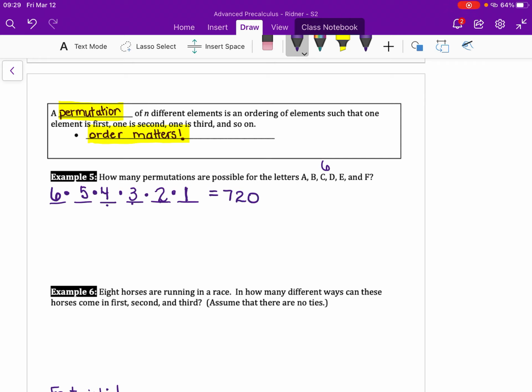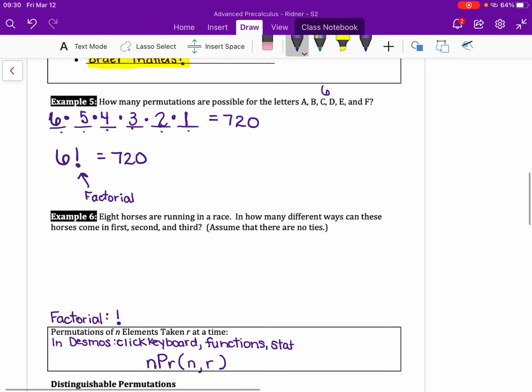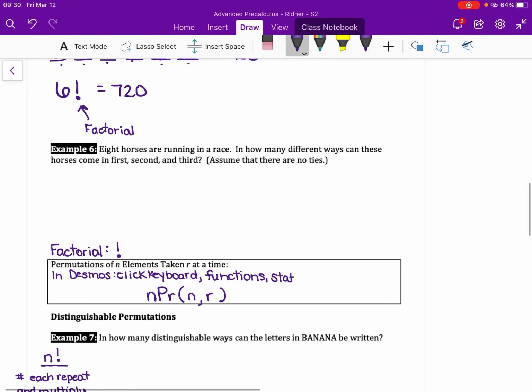Now, no one has time to list all 720 ways that those letters could be arranged. That being said, mathematicians are also lazy and they don't even want to write out this part. So they're just going to say 6 factorial, so that is the factorial symbol, is 720, because that's the shortcut to state that it's the highest number multiplied by every integer down to 1 below it.